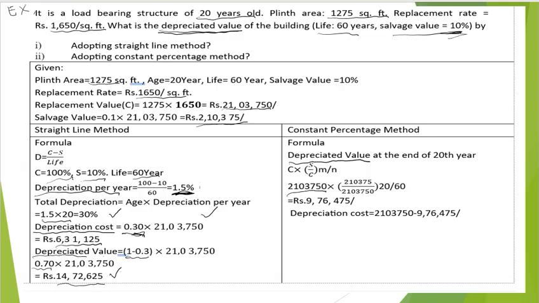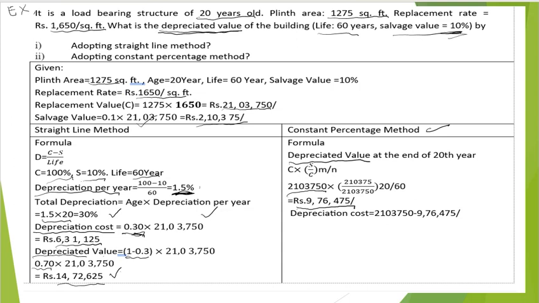Salvage value S is 2 lakh 10,375, divided by original cost 21 lakh 3,750, raised to power M. M is age, which is 20, and N, life, which is 60. You put all the values, it is 9,76,475. See here, the value by constant percentage method is 9,76,475, and by straight line method the value is 14,72,625.